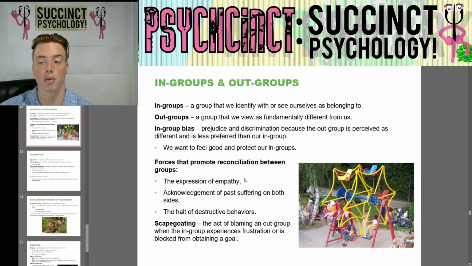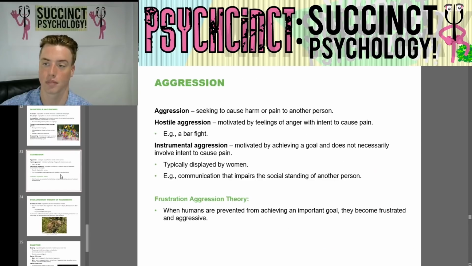Forces that promote reconciliation between groups are the expression of empathy, acknowledgement of past suffering on both sides, and the halt of destructive behaviors. Scapegoating is the act of blaming an out-group, so a group that we view as fundamentally different from us, when the in-group experiences frustration or is blocked from obtaining the goal.